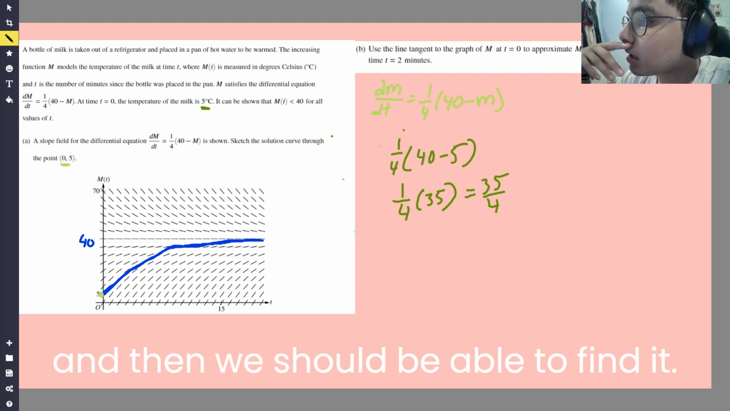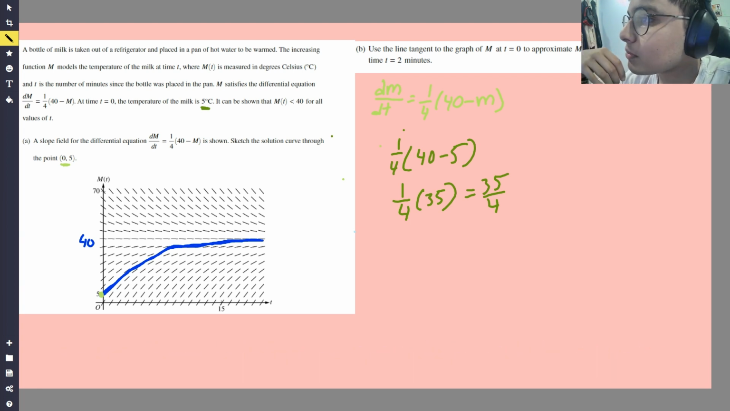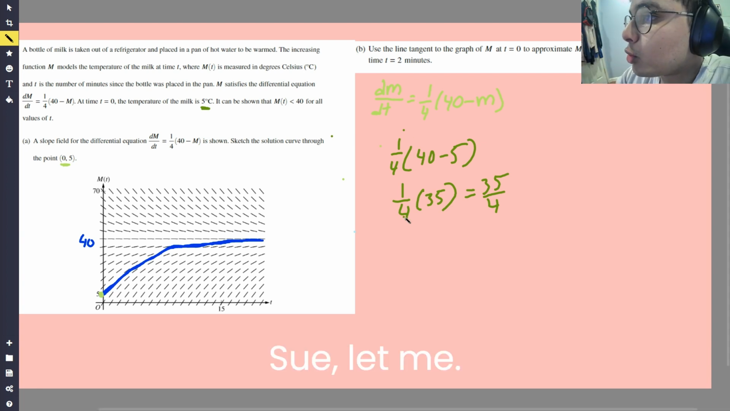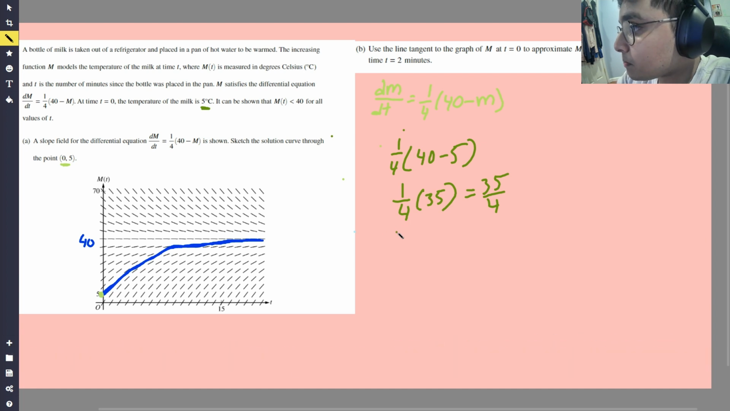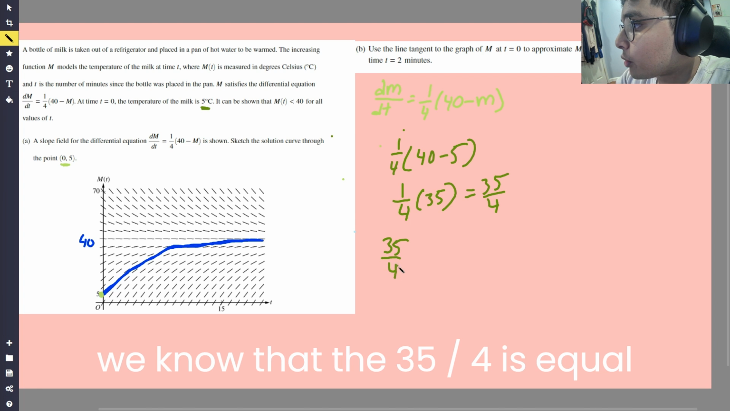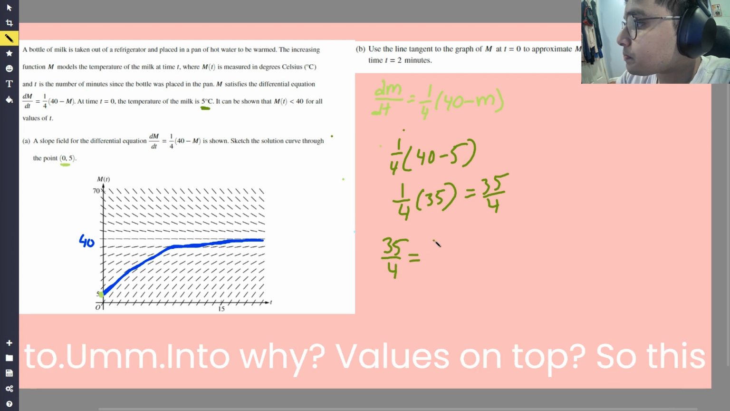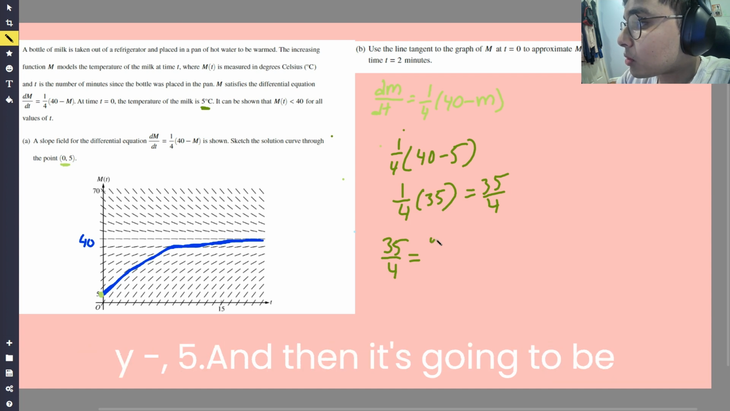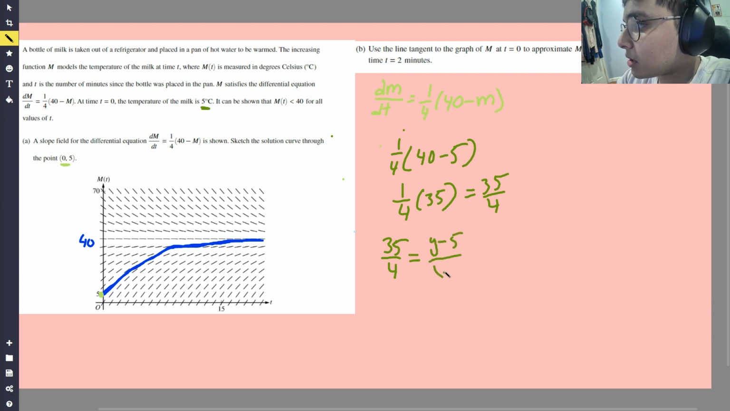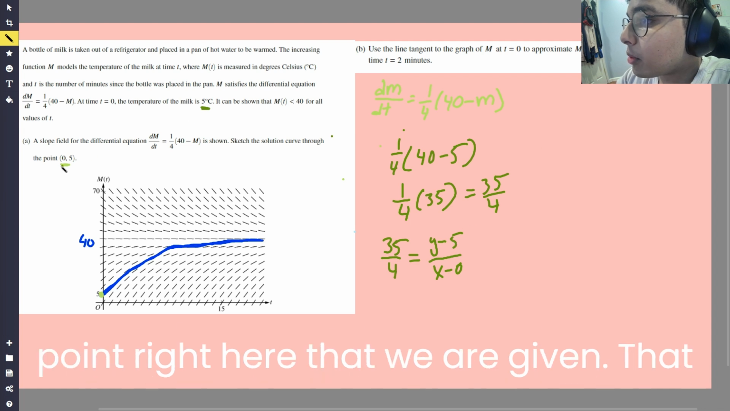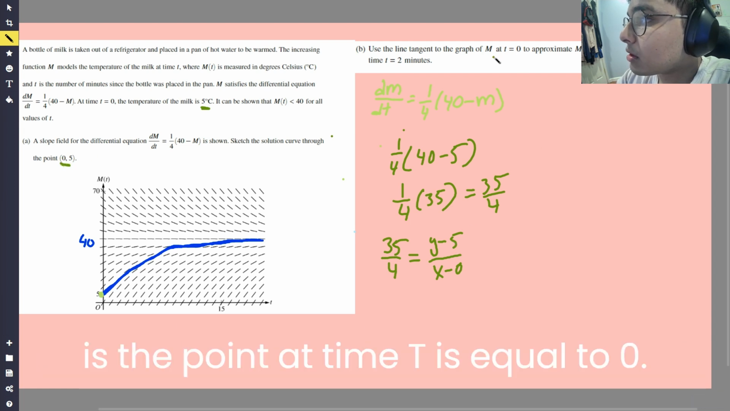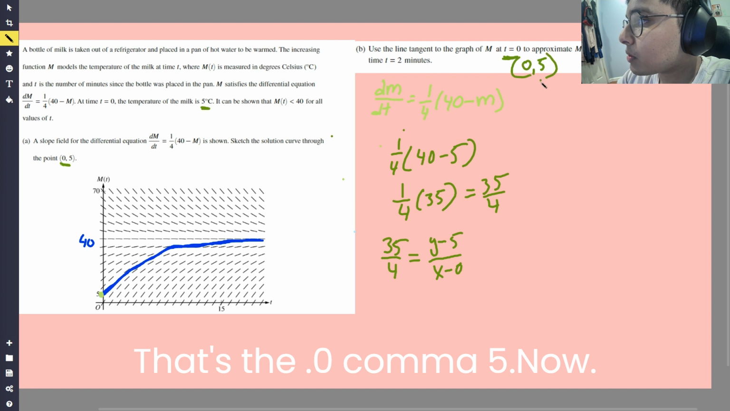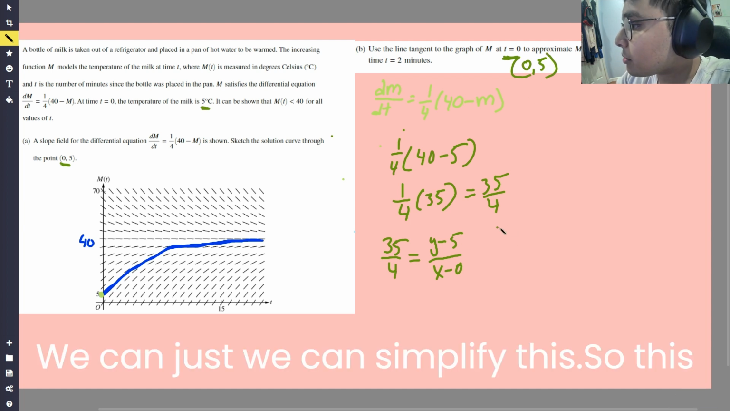We plug it into the point slope formula, and then we should be able to find it. So we know that this 35 over 4 is equal to the y values on top. So this is going to be our m values actually. So this is going to be y minus 5, and then it's going to be x minus 0. And this (0, 5) is the point we are given. That is the point at time t equals 0. That's the point (0, 5).